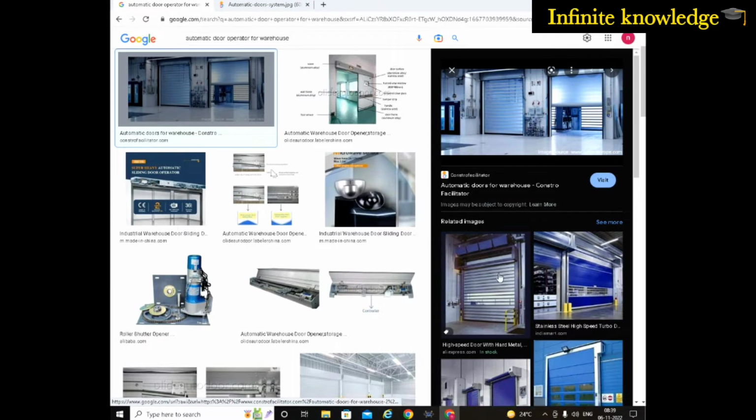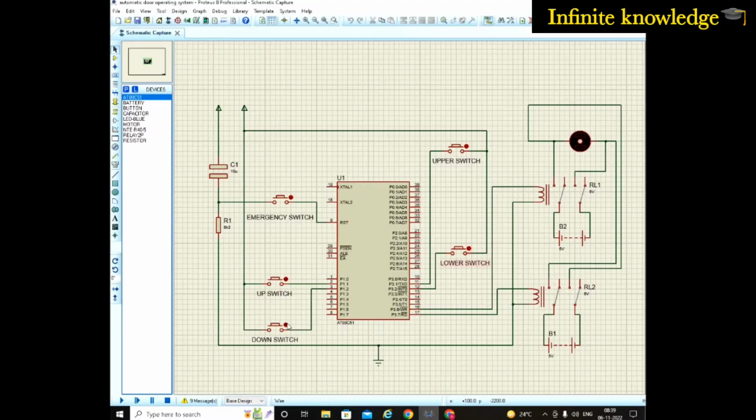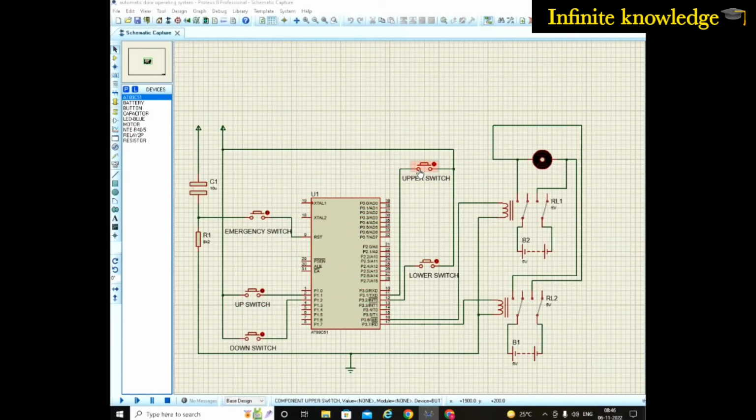This basic concept I have implemented in the 8051. There are two switches, one for the upward movement and one for the downward movement, and for any emergency you can use this switch. There are also two more switches, one upper and one lower. So what is the purpose of these?